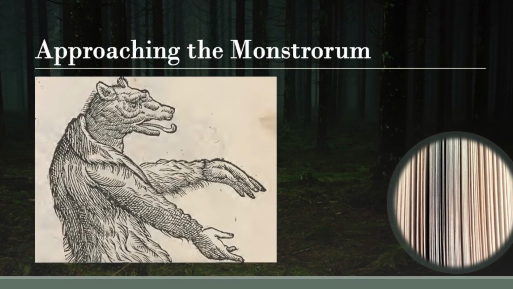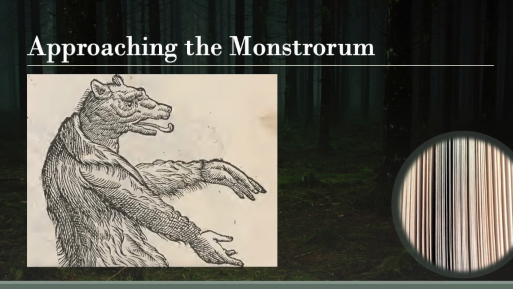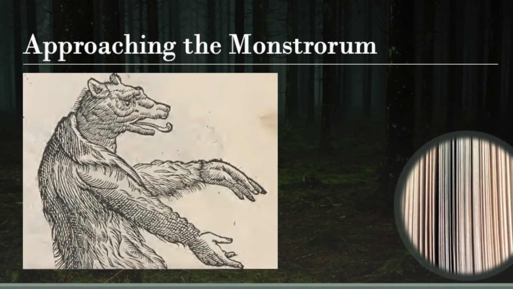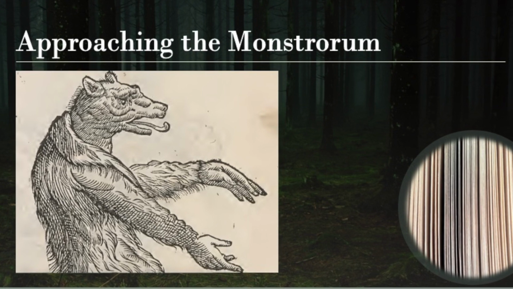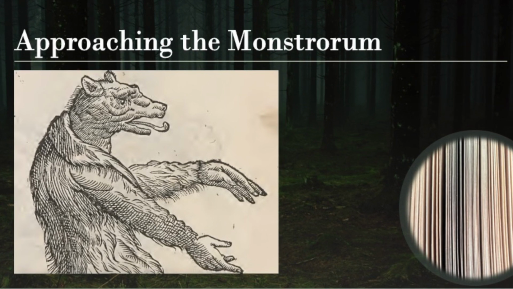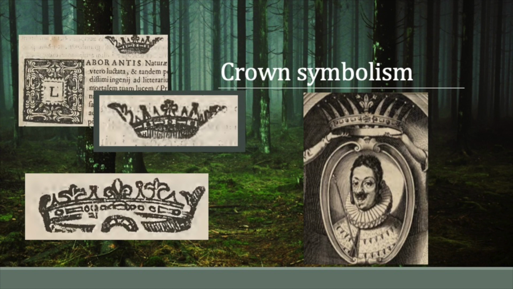I found myself having to look at the pages from a distance, skimming through multiple pages at once. This method drew my eye to highly contrasting images, like the title page. I continually found contemporary references, and my artistic eye was drawn to the details in the illustrations. Here on the title page, I noticed Lady Justice holding her scales, in addition to the crown imagery used on this page, as well as on multiple others.